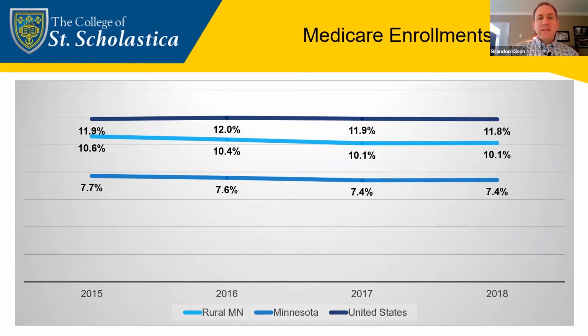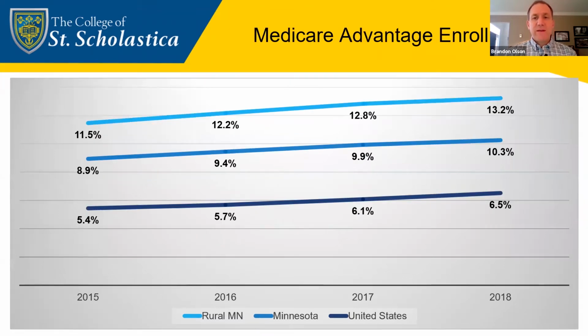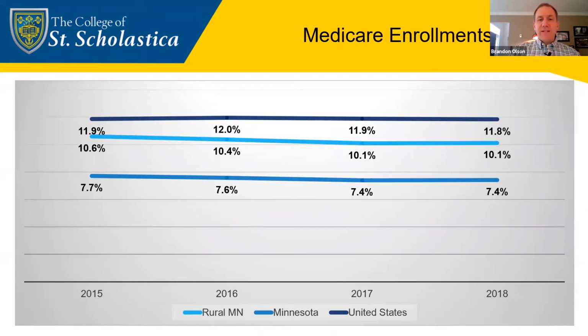But when we look at Medicare alternatives such as Medicare Advantage or other plans that are not run by the government, we're seeing increases. Rural Minnesota has an increase from 11.5 to 13.2, and the same for all of Minnesota, 8.9 to 10.3. And the shift across the United States is also increasing, from 5.4 back in 2015 to 6.5 in 2018. So we're seeing increases there, and relatively flat or maybe slightly declining Medicare enrollments.